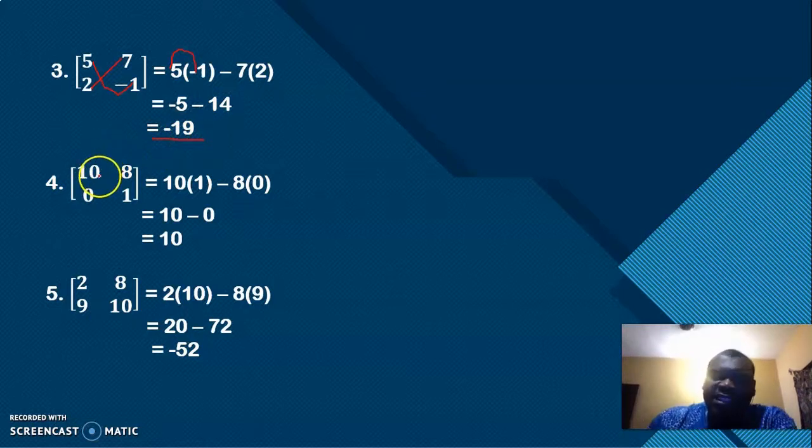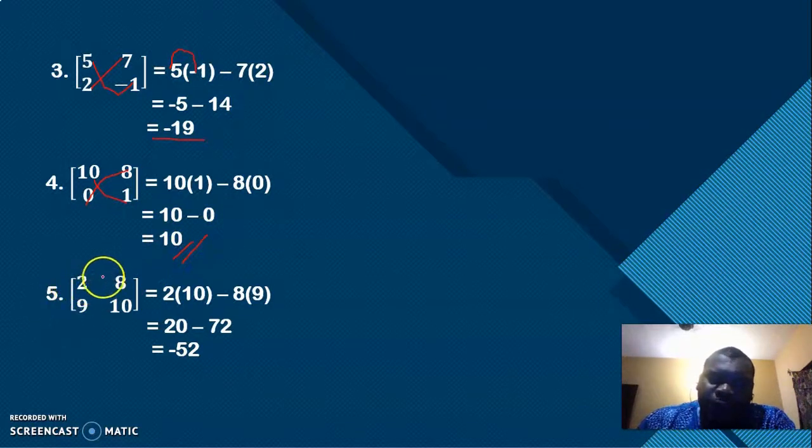So let's move on to example 4. Example 4 is the matrix 10, 8, 0, 1. So let's now multiply 10 by 1, then 8 by 0. So 10 times 1 minus 8 times 0. So 10 times 1 is 10, minus 0. That gives us 10. So this is the determinant.